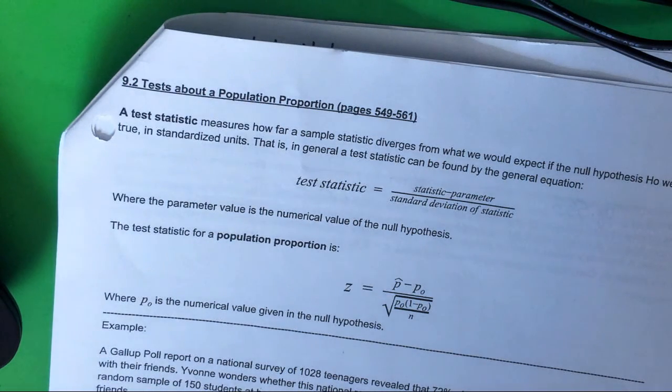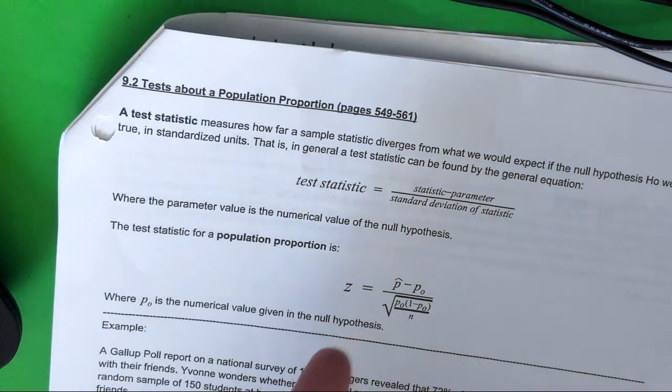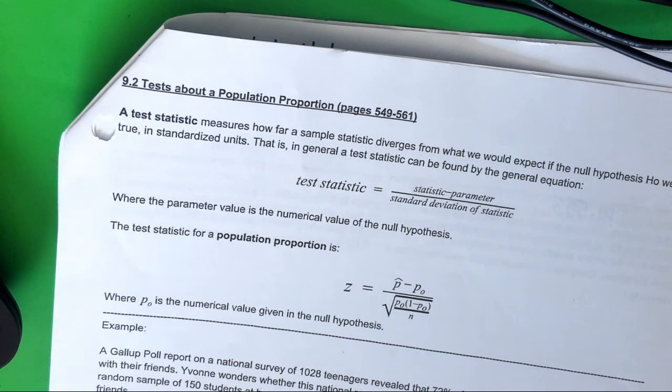Z-score literally just tells you how many standard deviations away it is from the mean. This tells you how far away a statistic is from the parameter based on standard deviation. So it's like the same thing. It's how many standard deviations away it is from whatever statistic it is. It could be a parameter, it could be an x-bar, or it could be a mean, whatever. That makes sense.